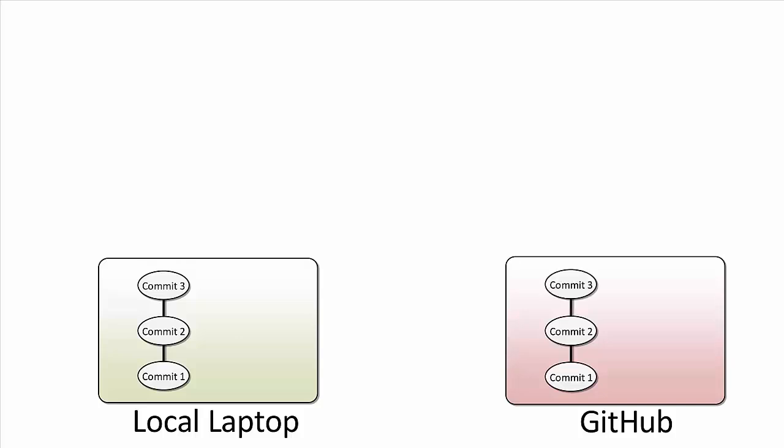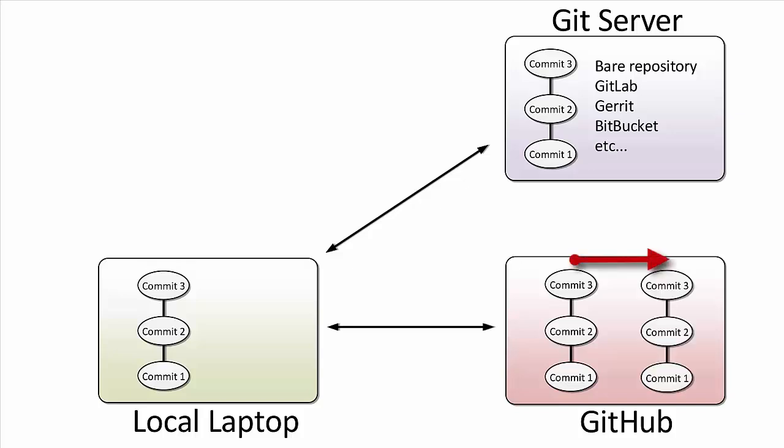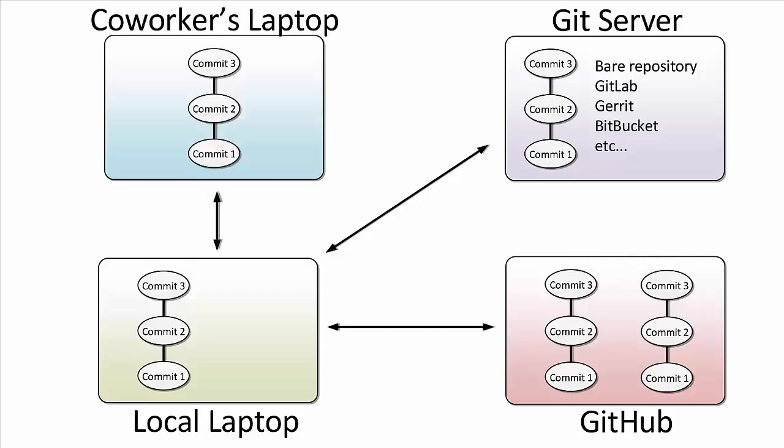For this video, we will work with the public github.com. However, keep in mind that remotes can be any location with a Git repository under a number of different platforms. Some examples are a plain Git server with a bare repository, GitLab, Gerrit, or Bitbucket. A remote can be a copy or fork of a repo within GitHub. A remote can be a repo on a coworker system. It can even be another directory on our same local system.